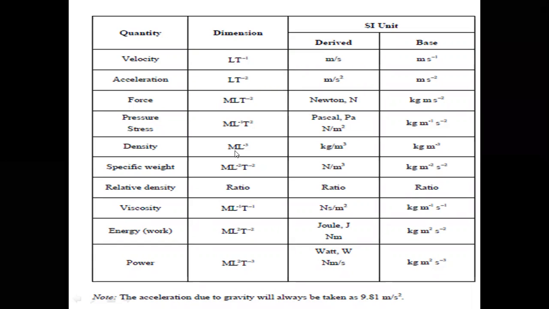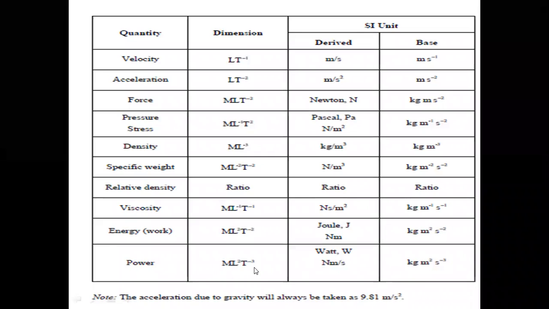Dimensions of these quantities. Next, power. Power we are showing in watts or Newton meter per second. Here we are saying the dimension is ML square T to the power of minus 3.